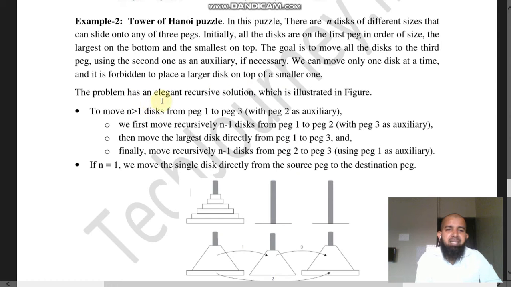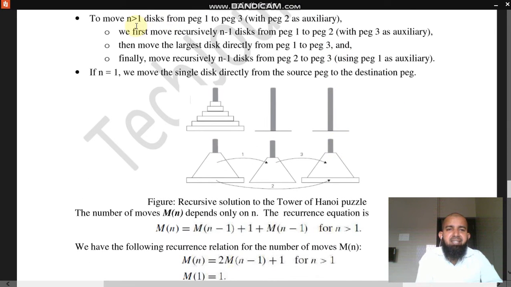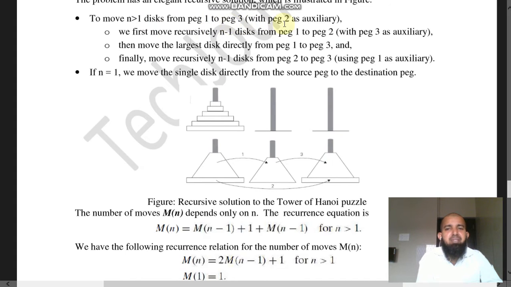The problem has an elegant recursive solution which is illustrated in the figure. To move n greater than one disk from peg 1 to peg 3 with peg 2 as auxiliary: if it is only one disk, you can directly move that disk from the first peg to the third peg. Then the secondary peg is not necessary. Directly you place the first disk from peg 1 to peg 3. Directly you can transfer, no problem at all.